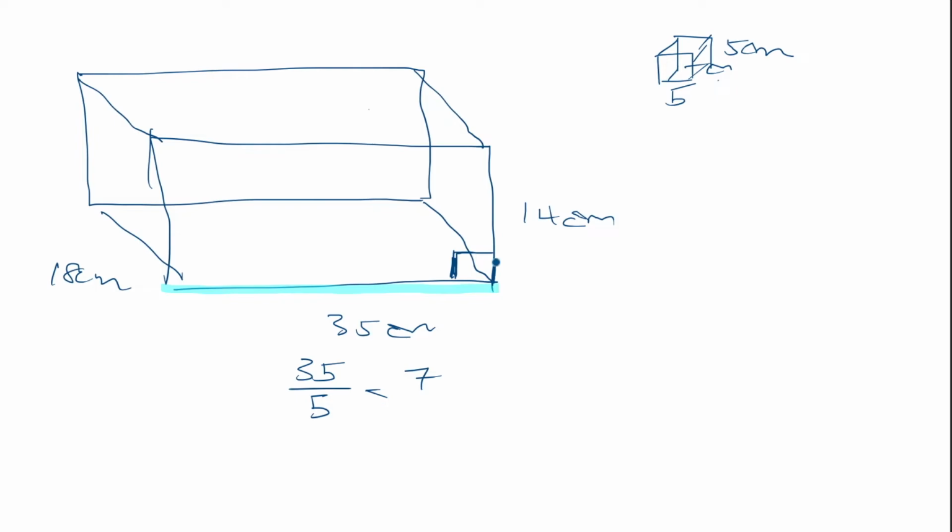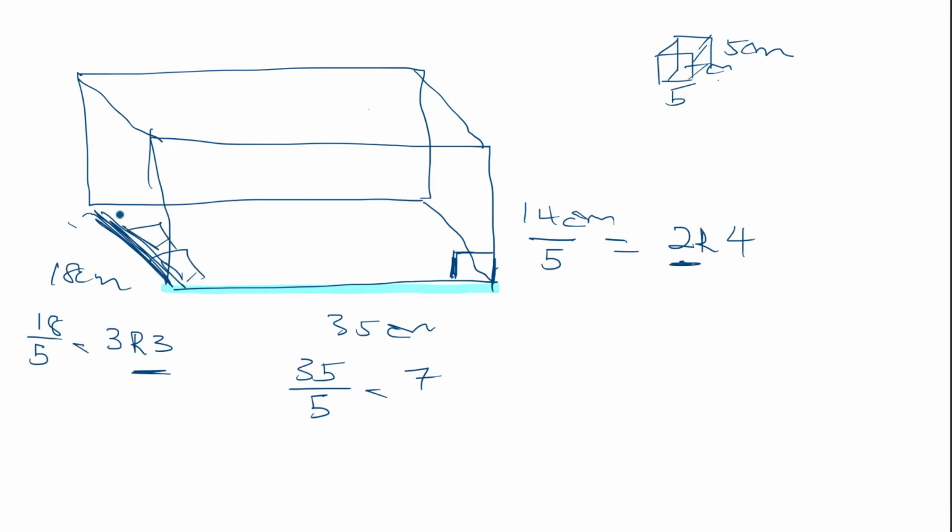Likewise, here is 5 centimeter, and here the total is 14. I can put 2 cubes, but I have a remaining 4, which means the maximum I can only put is 2 cubes for this height. Then what about the depth? It's 18 divided by 5, you will get 3 with a remainder of 3. The remaining we cannot put, I can only put the whole number in. So I can only put 3 here.